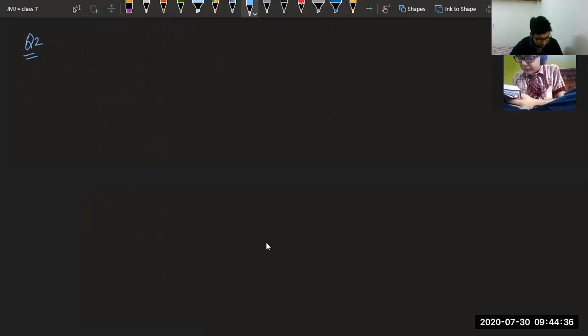Question number 2 is also similar. Solve the following. So he transposed 5. Okay, that would be a mistake then.